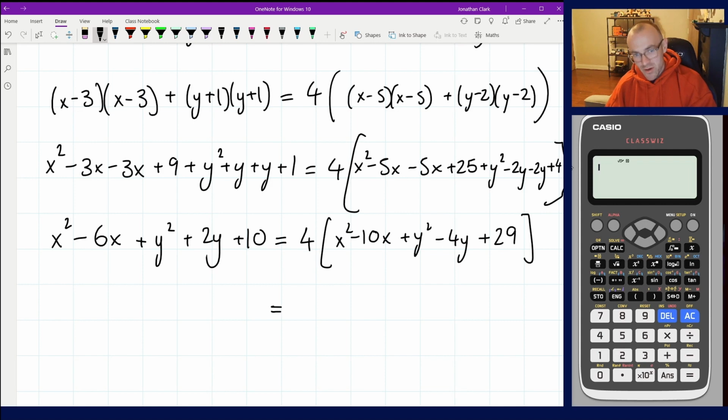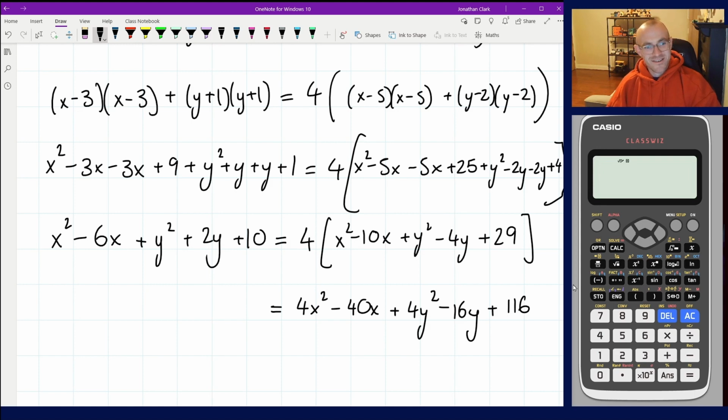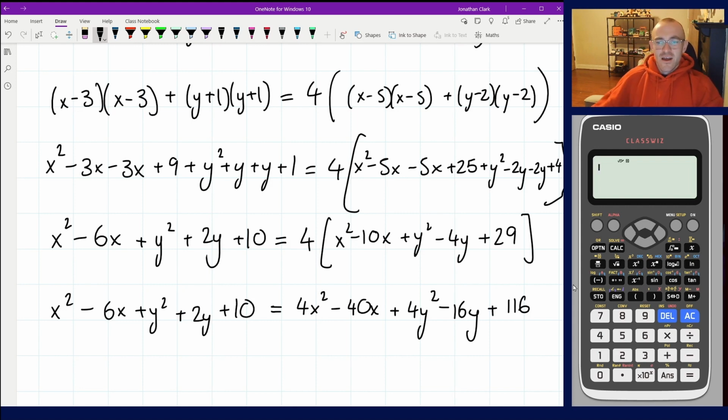And I think now I'm going to multiply through by 4. Give something like this. Make sure I times everything by 4. 29 by 4. Can I do this? Yes, 116. Wonderful.